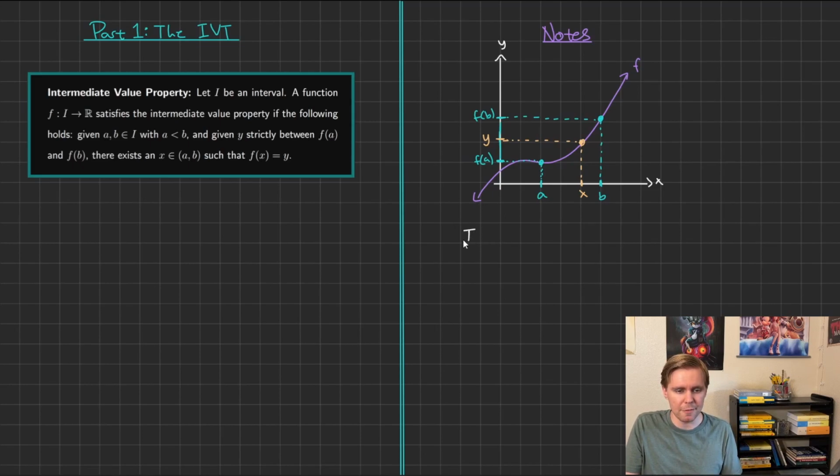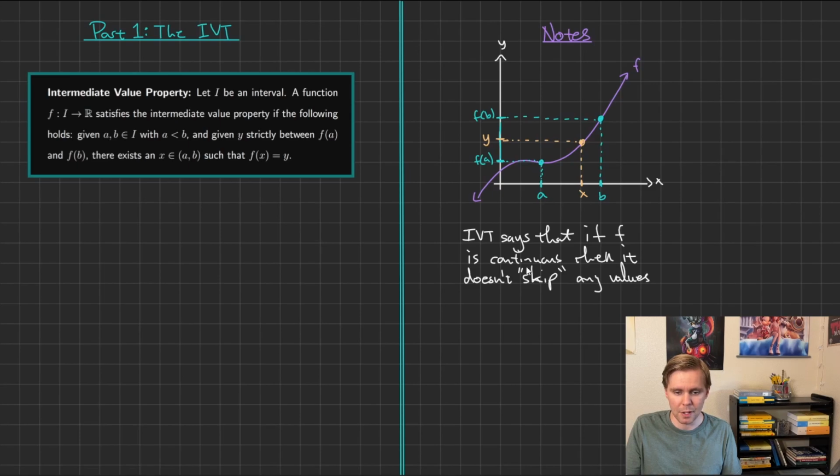So the intermediate value theorem, which I will denote IVT, says that if f is continuous, then it doesn't skip any values between f of a and f of b. And that's it. That's the idea behind the intermediate value theorem.